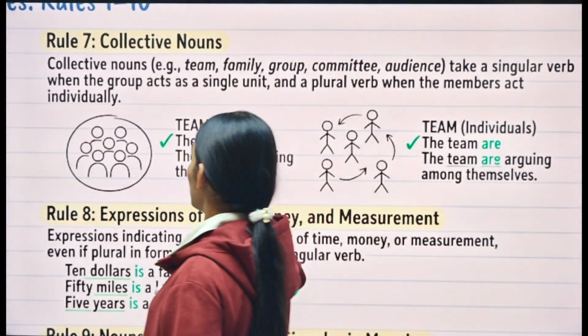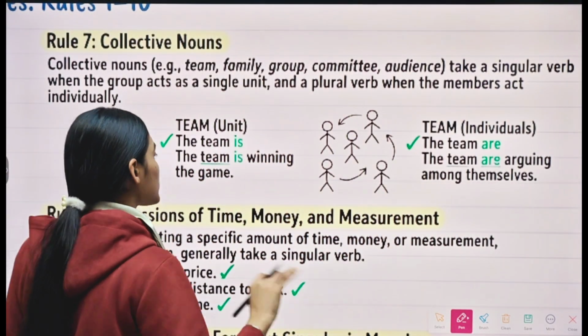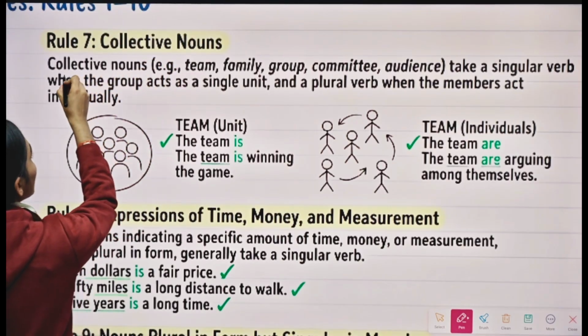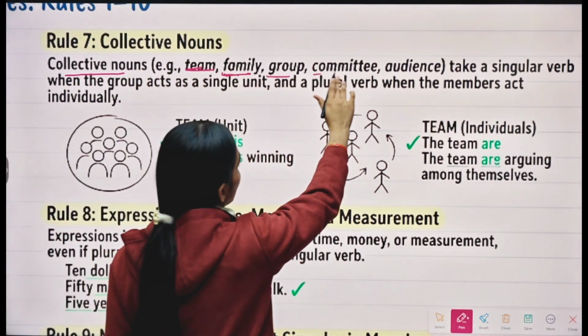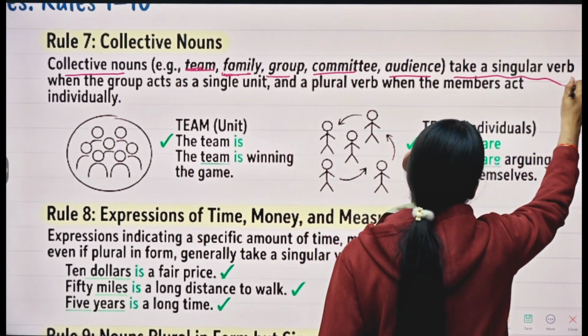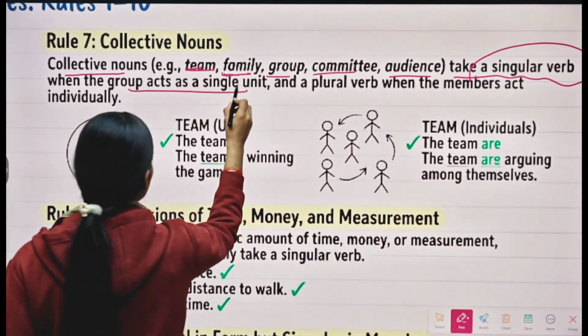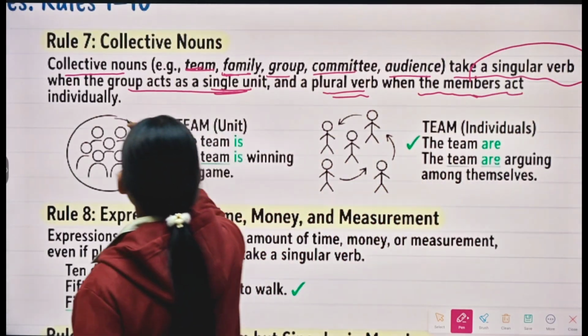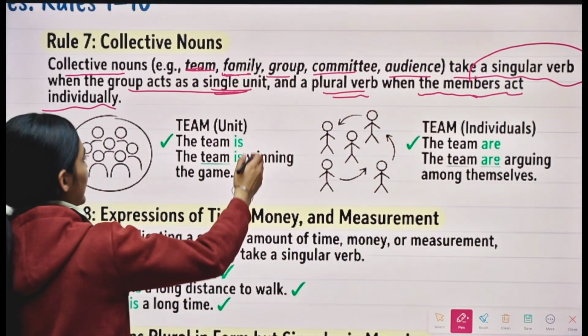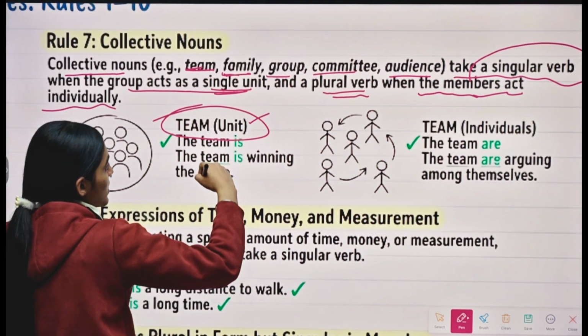the collective nouns rule. This one I taught you in the rules of nouns, so let's see it again. Collective nouns, for example, are team, family, group, committee, audience. They take a singular verb when the group acts as a singular unit, and a plural verb when the members act individually. Now let's see when the team is behaving as a unit.